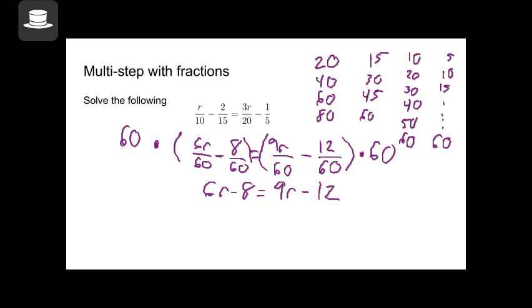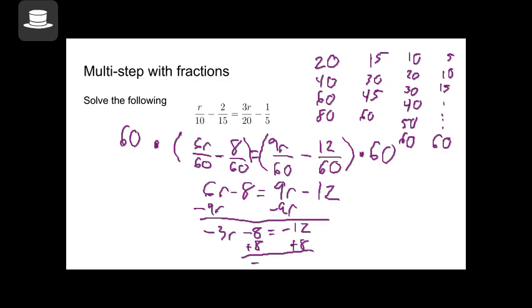I can solve this the same way that we've been solving all of these multi-step equations. So I'm going to subtract 9r from both sides. That leaves me with negative 3r minus 8 is equal to negative 12. Now I want to add 8 to both sides. So that leaves me with negative 3r is equal to negative 4.